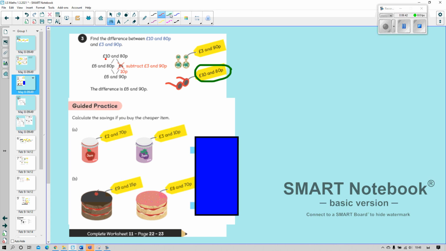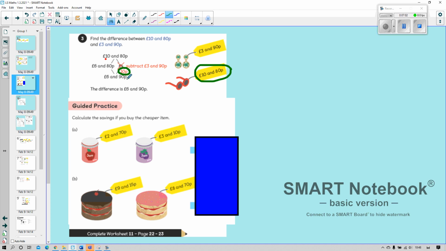£6.80, remembering that funny 10p. Remember that's from here, that's the 90p that we added up to £4. Good, well done. Added back on to give us £6.90.